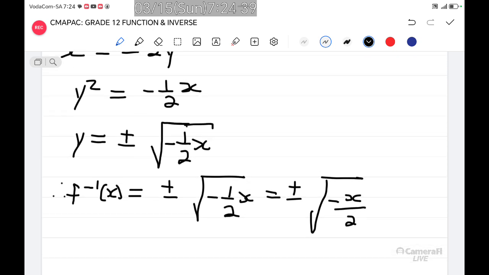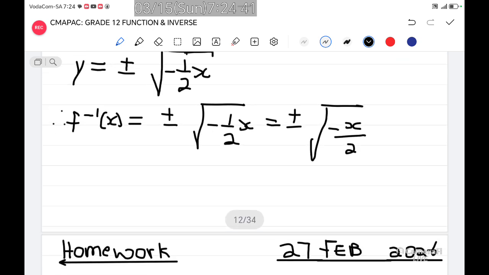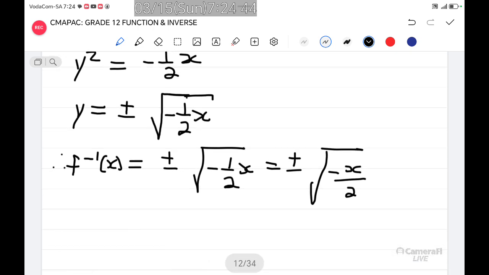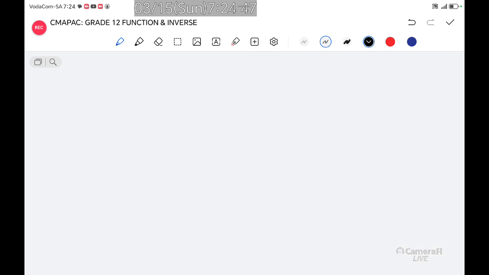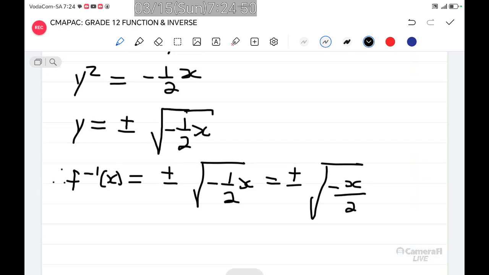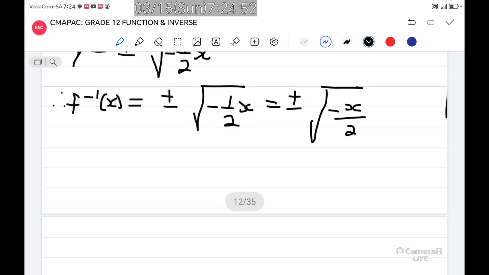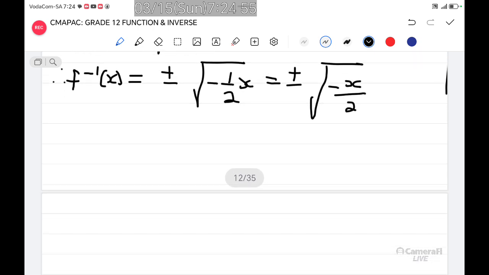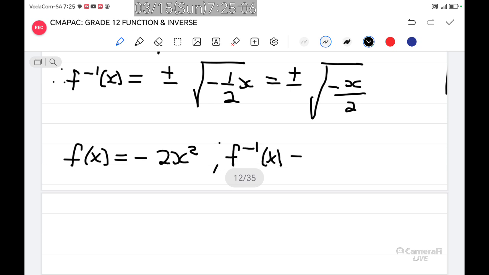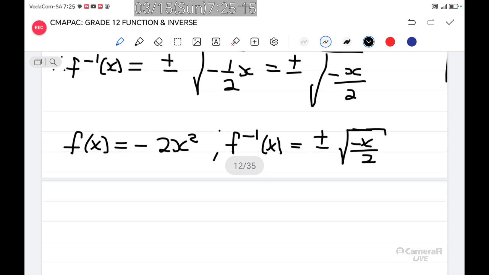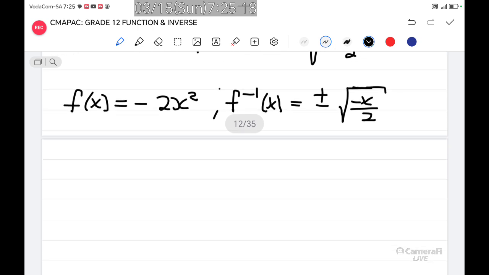So now we want to draw this function. How do we plot them? Let me add the page here. So we want to plot this function. It's simple. Remember we said f of x equals negative 2x squared. Now the inverse equals plus or minus the square root of negative x over 2. Then let's plot the original first.